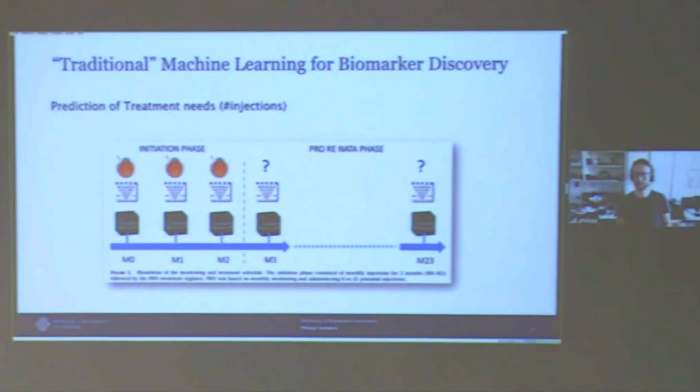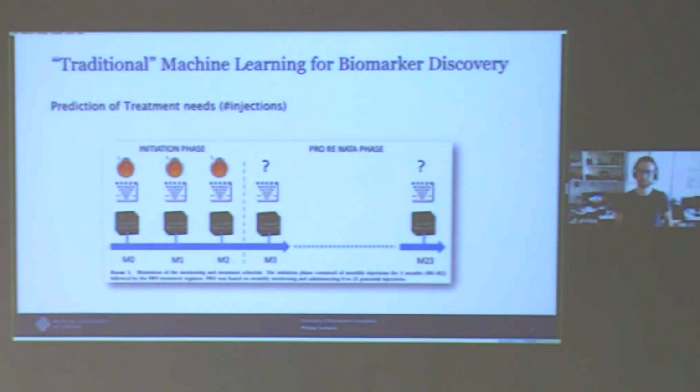So as I said before, you can use this strategy of handcrafted feature definition and traditional machine learning models to discover biomarkers in the data. In this case, the task was to identify those patients that need a lot of treatment, so to identify the high risk group. In ophthalmology, you always have an initiation phase where all patients get treated in the same way. They all get monthly injections until month 3. And after that, the treatment is more or less undefined or unclear.